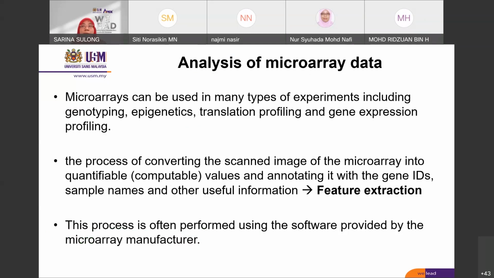Okay, so analysis of microarray data is very important to make sure that the huge data can be analyzed using appropriate software. As we all know, microarrays can be used in many types of experiments, including genotyping, epigenetics, okay, epigenomics, translation profiling, and also gene expression profiling. So we have the first step, the process of converting the scan image of the microarray into quantifiable or computable values and annotating it with the gene IDs, sample names, and other useful information. So we call this process feature extraction, okay, feature extraction. And after the feature extraction process, the data can be analyzed, okay?